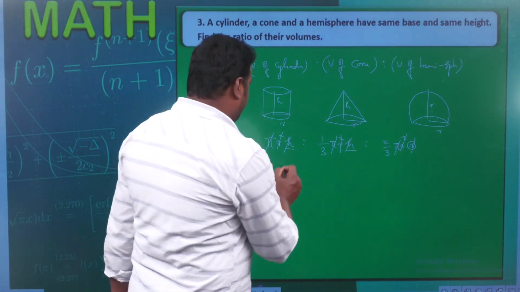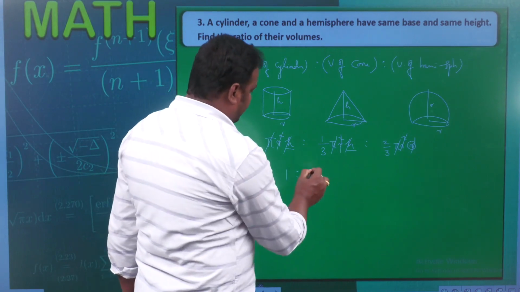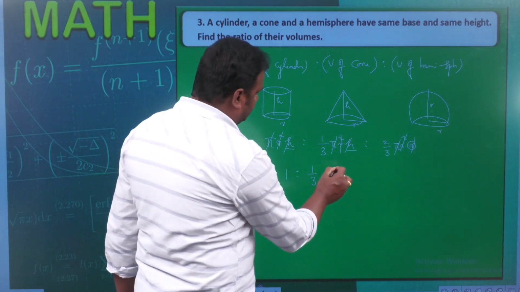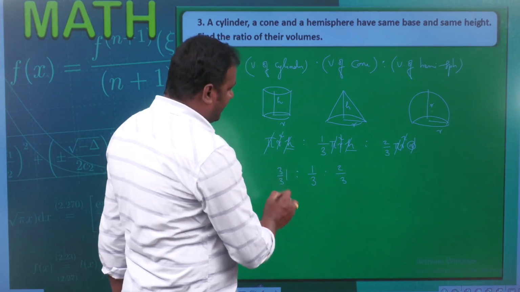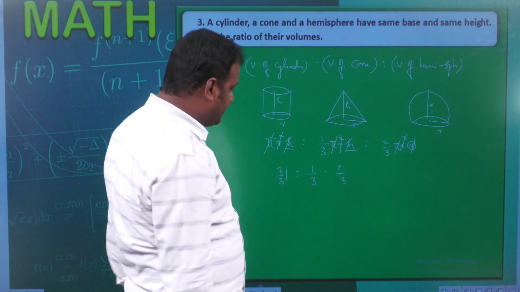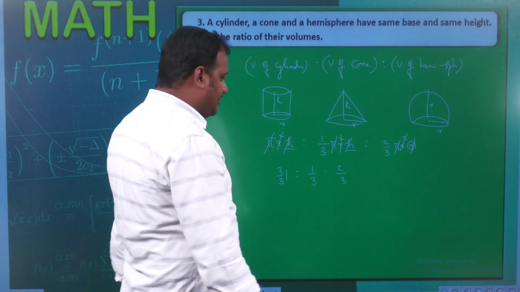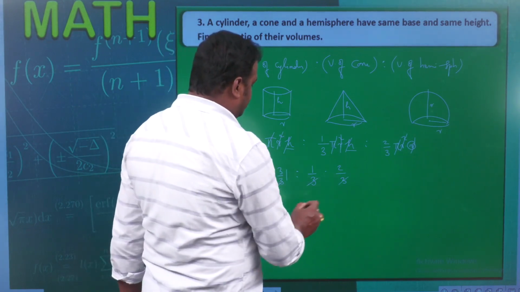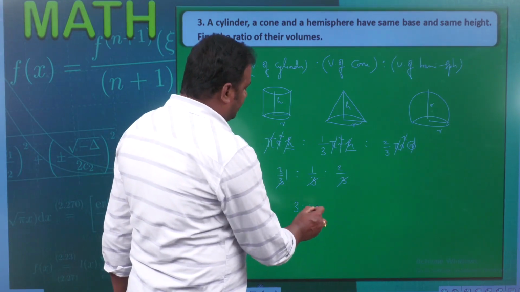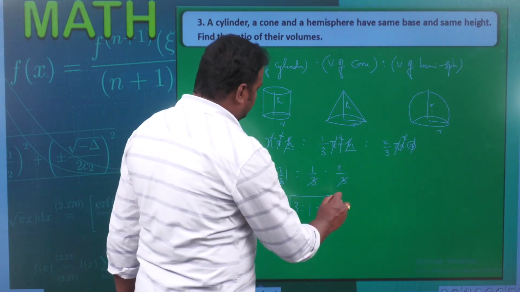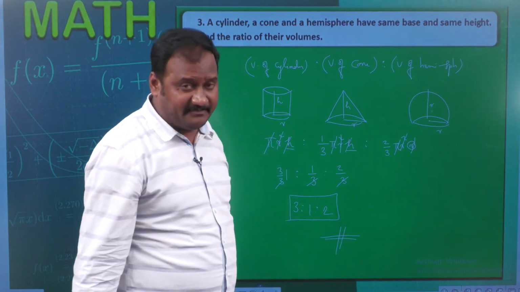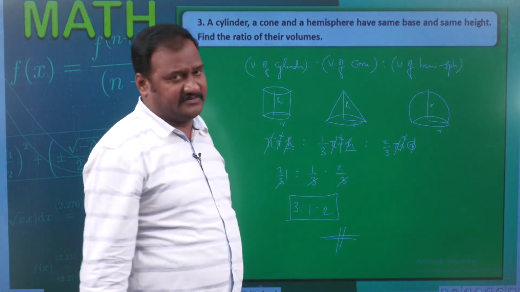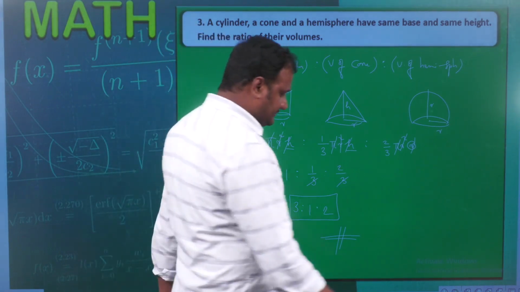So we are left with 1 is to 2, 1 by 3 is to 2, this is 2 by 3. Can you write this 1 as 3 divided by 3? Because 3 divided by 3 is equal to 1, making all the denominators equal. Therefore, the ratio is going to be 3 is to 1 is to 2. This is the ratio of their volumes when they have the same base as well as the same height. This is also one of the most important problems.